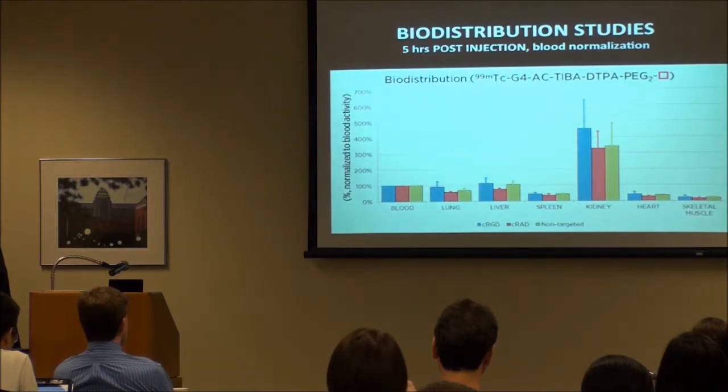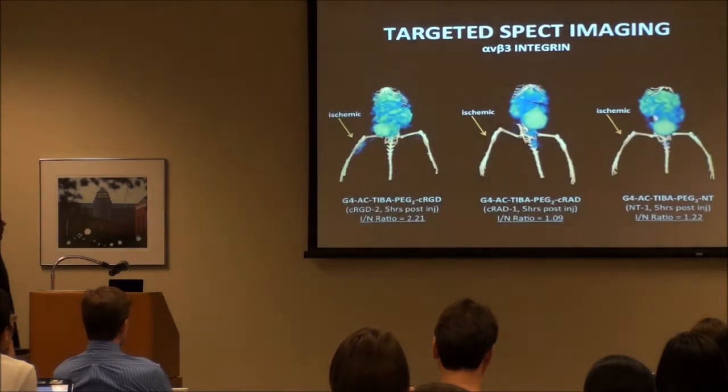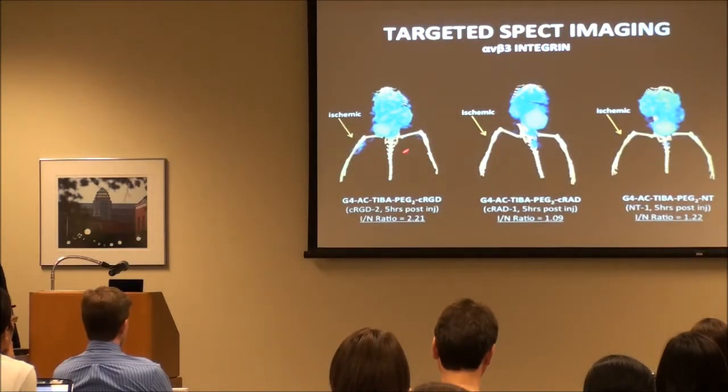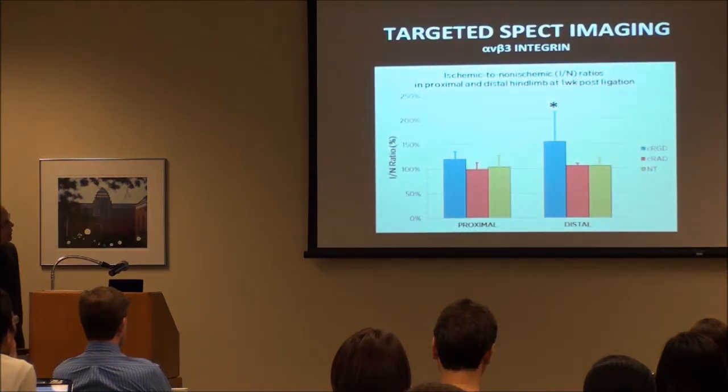We did initial biodistribution studies using those nanoparticles, and we were able to see that most of them are excreted by the kidneys. What about the targeting? This is our RGD targeted dendrimer. We were able to see specific uptake of our agent in the ischemic leg, but the control agents did not have this uptake visible, which was also confirmed by the image analysis. So the distal leg with the cyclic RGD targeted dendrimer showed the specific uptake, but not the control ones.